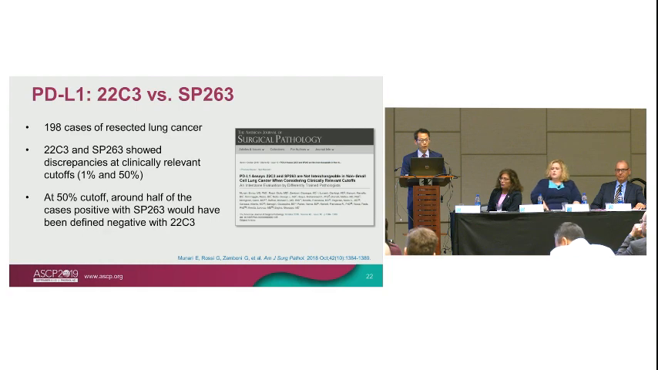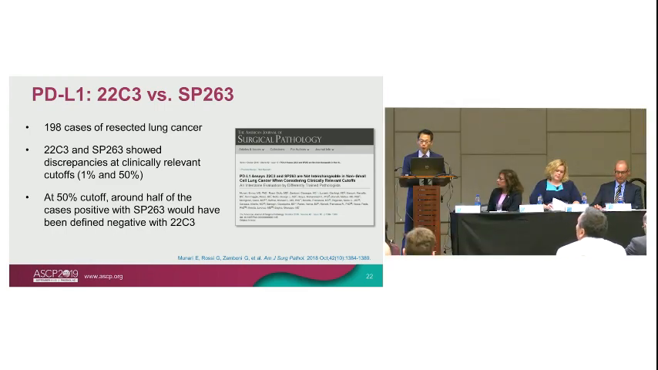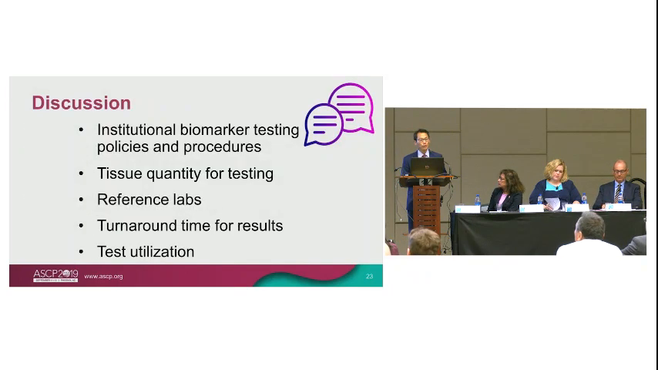This study looked at 198 cases, once again comparing 22C3 and SP263. What they found was that at a 50% cutoff, about half of the cases that would have been positive with the SP263 would have been defined as negative with the 22C3. So I think we're going to see more of these comparability studies, and the topic of interchangeability at a practical level. Are we there yet? Are we going to see that?